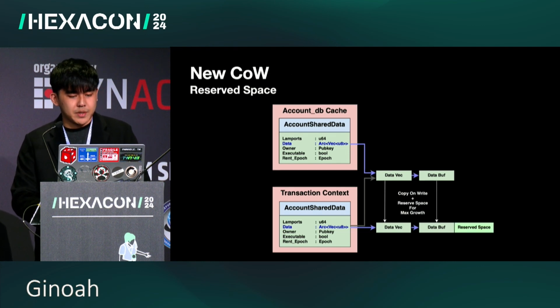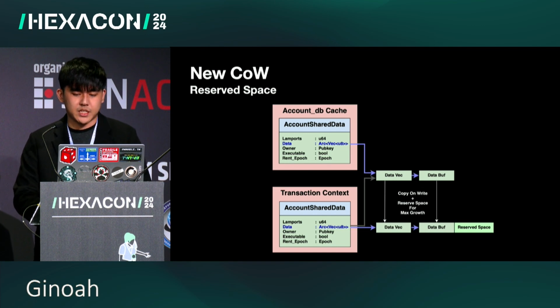The new data exposure mechanism aims to eliminate this excessive relocation by reserving a maximum number of bytes of spare memory during the very first copy on write. This ensures that in the majority of cases, at most one relocation is needed for the entire transaction.